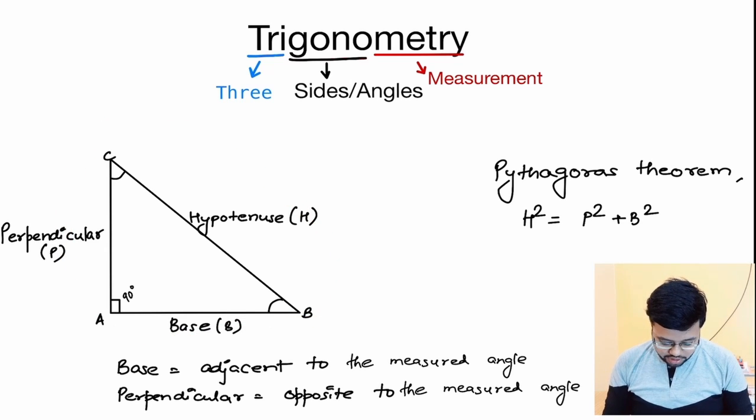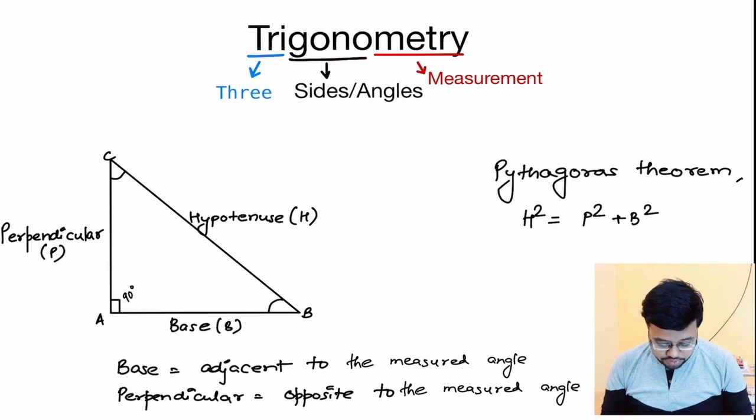In a right angle triangle, one angle of the triangle is always 90 degrees and the other two angles will be acute angles. The side opposite to the 90 degree angle is always the hypotenuse, and it is the largest side of the triangle. Now the other two sides which we are going to discuss are the perpendicular and base.